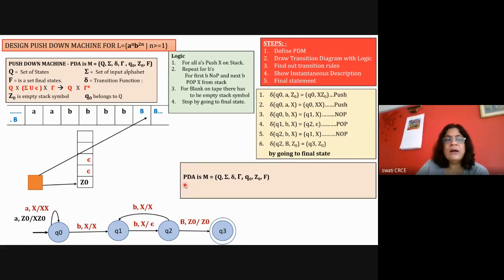So you say that a pushdown machine is a machine with all these elements, where Q is equal to Q0, Q1, Q2 and Q3, all four states. Sigma is equal to A comma B. Your input word is made up of A comma B. Z0 is the initial stack empty symbol. Q0 is the initial state. Delta is as per this transition table.